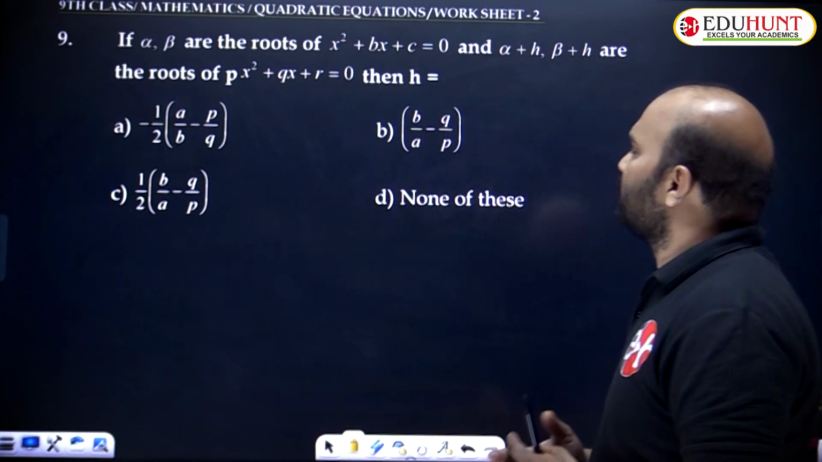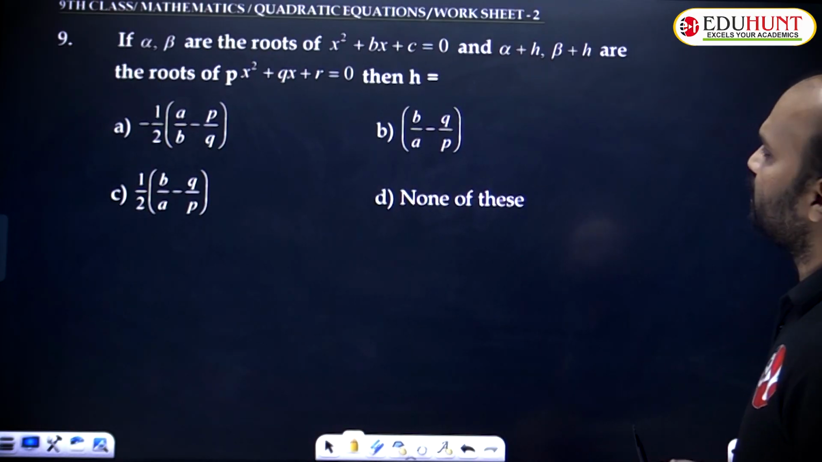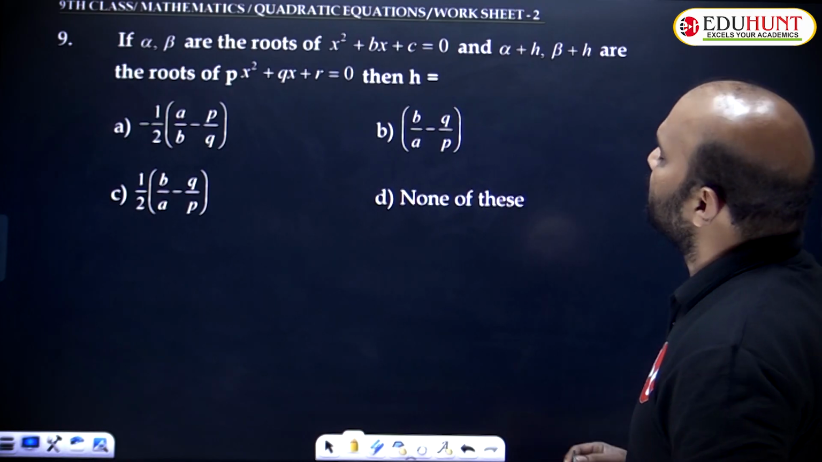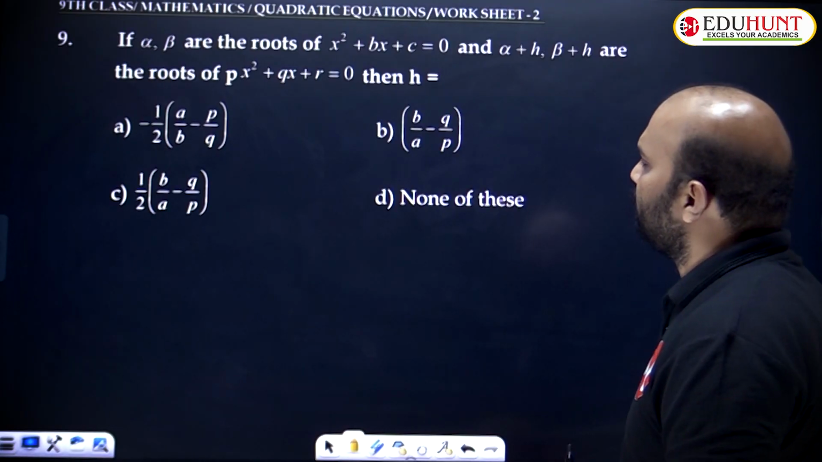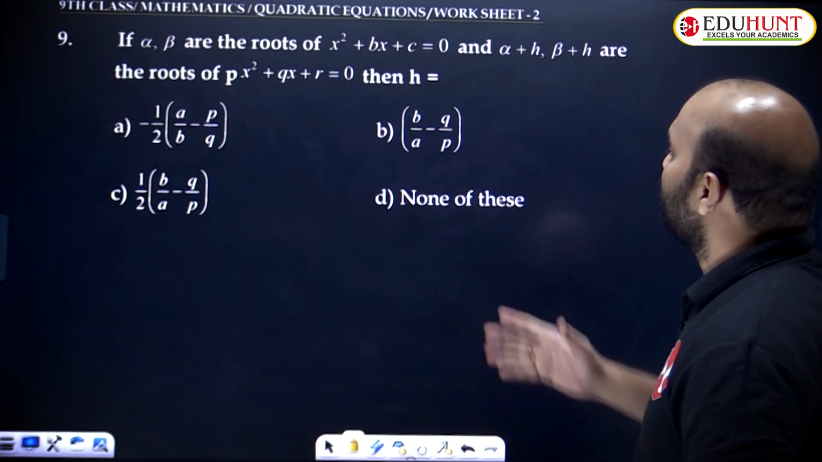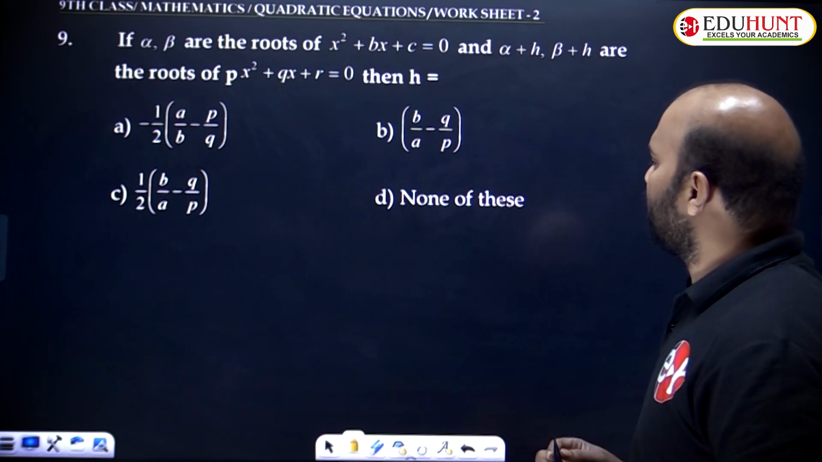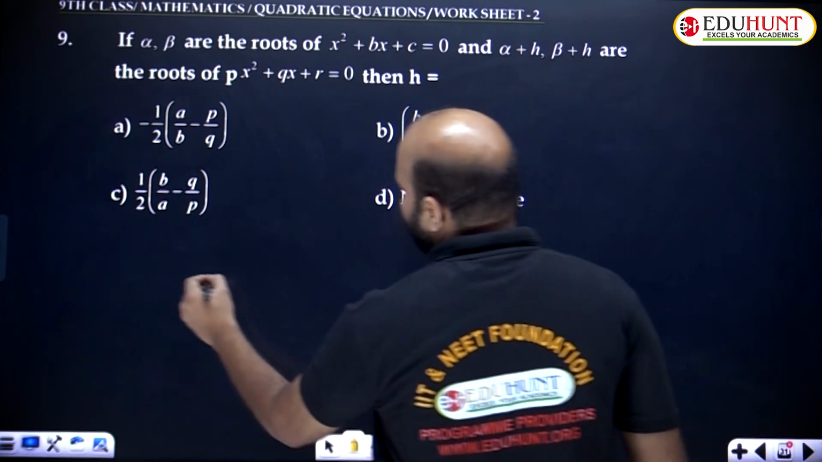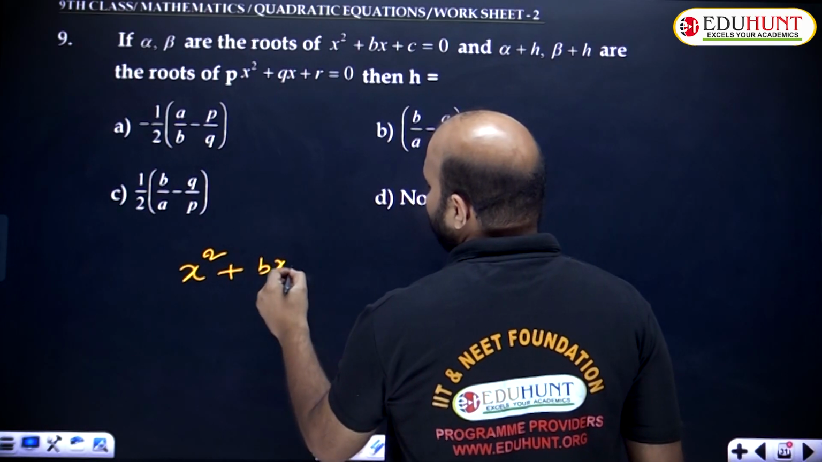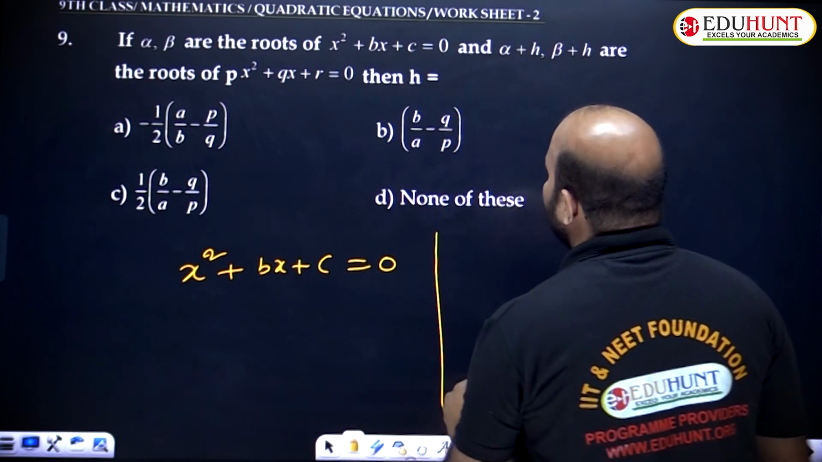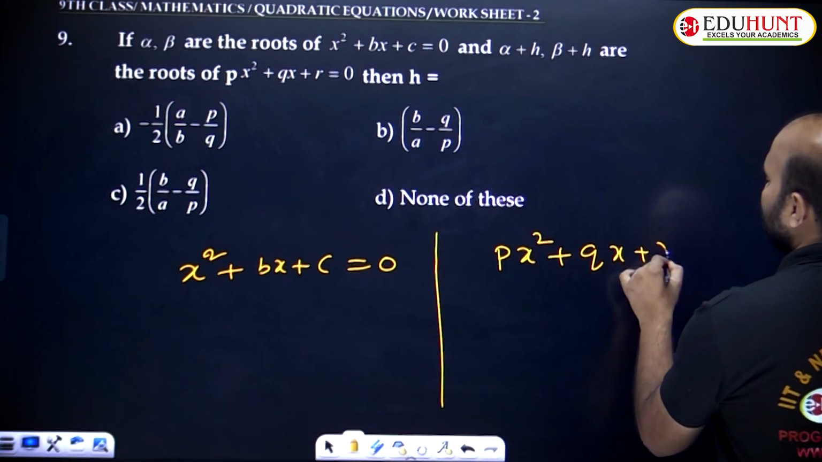If alpha beta are the roots of x square plus bx plus c equal to 0, and alpha plus h, beta plus h are the roots of px square plus qx plus r equal to 0, then find the h value. Option A, minus 1 by 2 into a by b minus p by q; option B, b by a minus q by p; option C, 1 by 2 into b by a minus q by p; option D, none of these. So here two quadratic equations are mentioned: x square plus bx plus c equal to 0 first, and the second is px square plus qx plus r equals to 0.